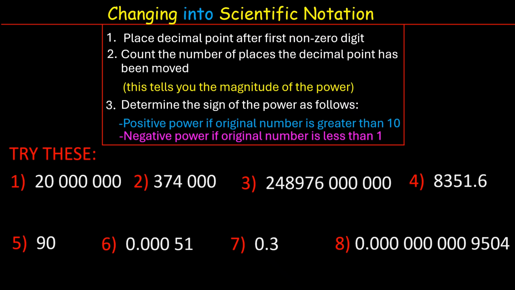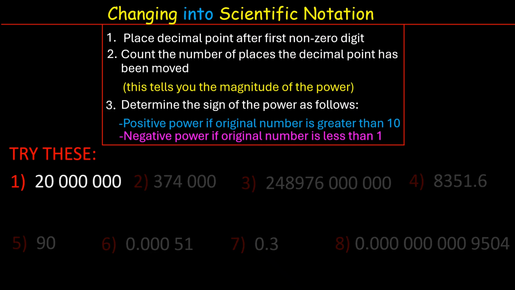Let's practice with some more examples. Pause the video if you'd like to try them on your own first. Number 1 is hopefully obvious because we see 7 zeros after the 2, meaning it is 2 multiplied by 10 to the power of 7.